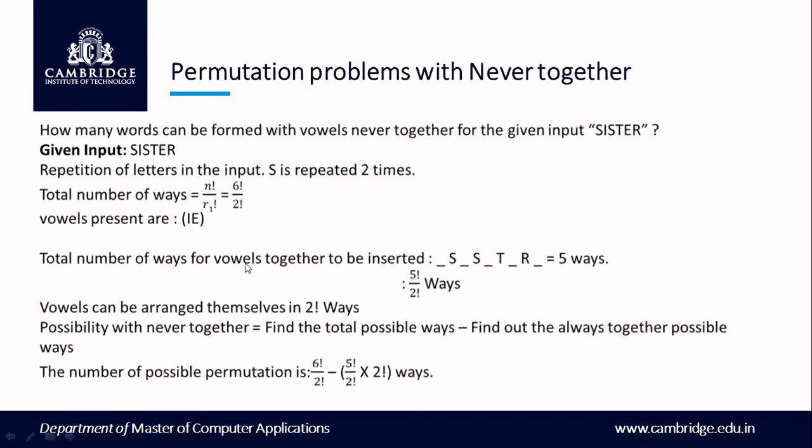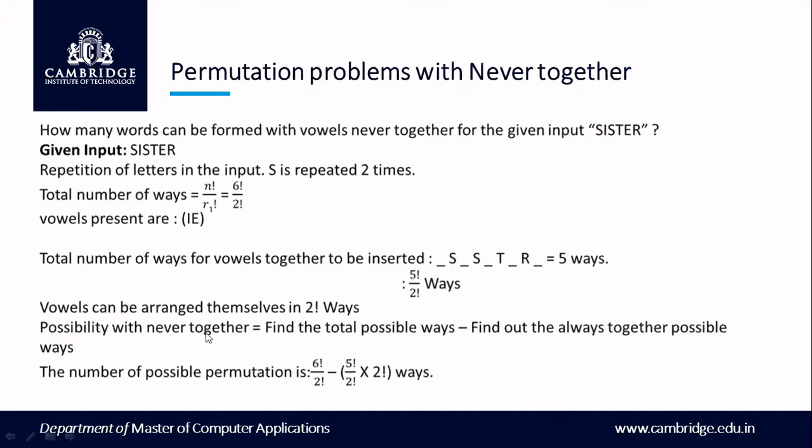The total number of ways the vowels together can be inserted is, there are 1, 2, 3, 4, 5 places. How to write this is, except these vowels, fill all the other alphabets here. In between, give a provision for inserting the vowels. So there are 5 possible places to insert the vowels. Therefore, 5 factorial ways. But out of this, the S is repeated 2 times. So in the denominator divided by 2 factorial, because the vowels can be arranged among themselves in 2 factorial ways.